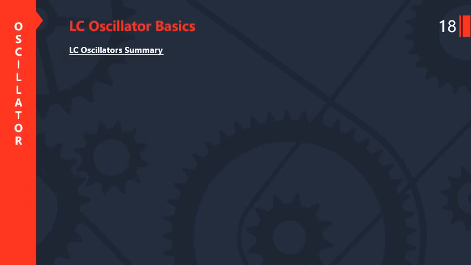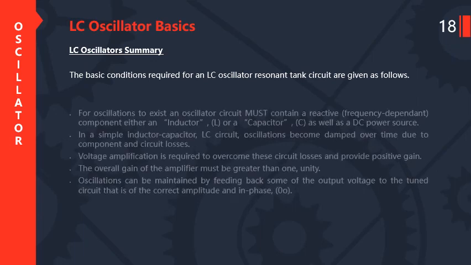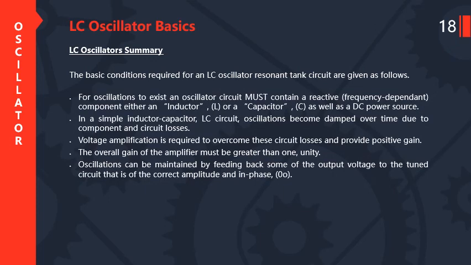Next is the LC oscillator summary. Let's see what we have learned in LC oscillators. The basic conditions required for an LC oscillator's resonant tank circuit are as follows. Number 1. For oscillation to exist, an oscillator circuit must contain a reactive component, either an inductor or a capacitor, as well as a DC power source. This means that to build an LC oscillator, the must condition is that we have reactive components, either an inductor or a capacitor, and a DC supply.